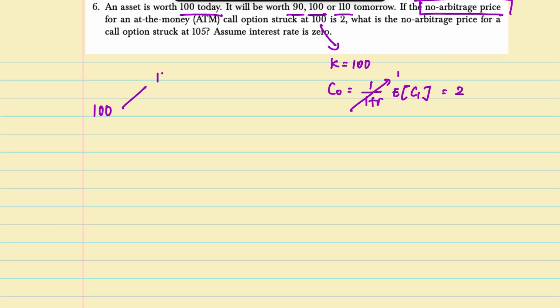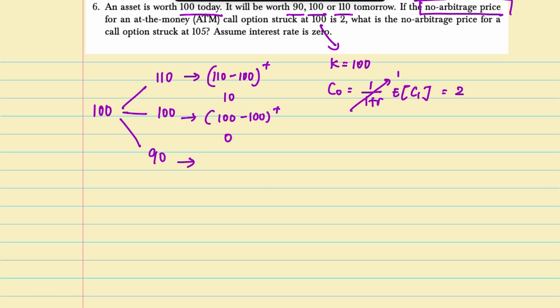100, 110, 100, and 90. So for the call option over here, it will be worth 110 minus 100, which is $10. This one is 100 minus 100, which is $0. And then the call option, if the price drops to 90, will be 0.